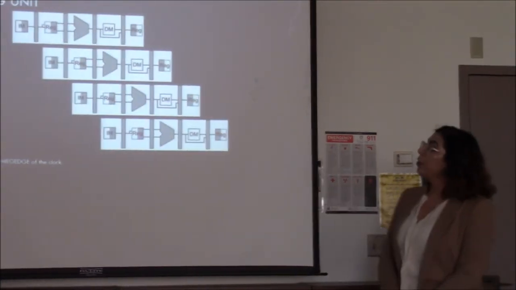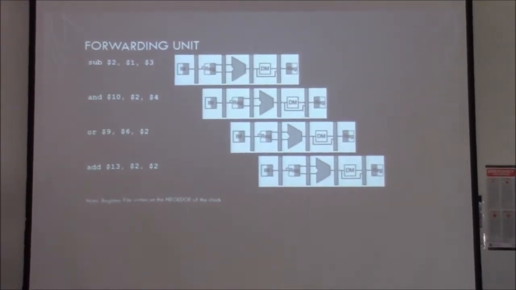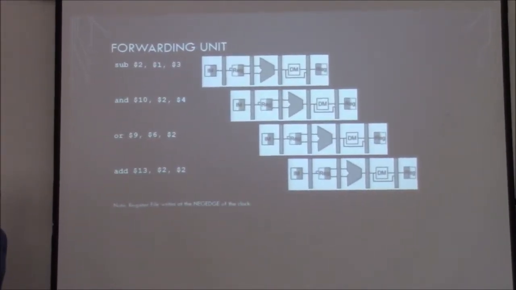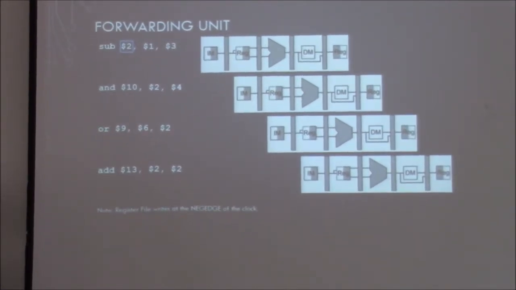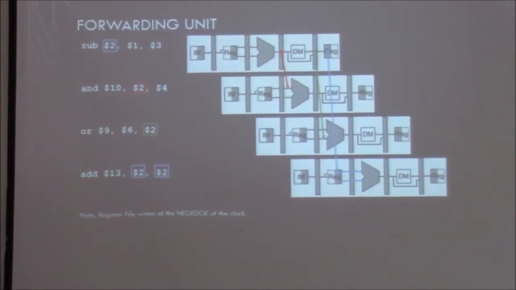This is an example where the forwarding unit is necessary. We're subtracting register 1 and 3 and placing the result in register 2. But as you can see in the next instruction, we require the results of register 2. So our forwarding unit's going to forward the data from our execute memory stage into the ALU. The next instruction also requires register 2, so our forwarding unit's going to forward the data from the write-back stage into our ALU. Lastly, the last instruction also requires register 2, but the forwarding unit is not necessary here because at that clock, the data is already in the register.